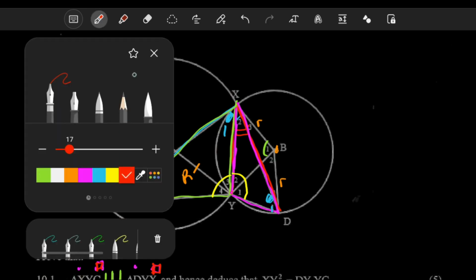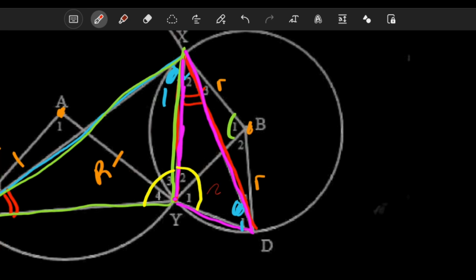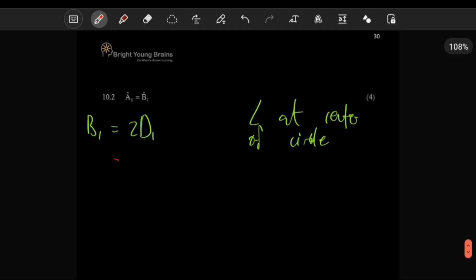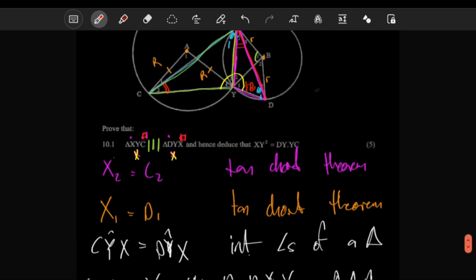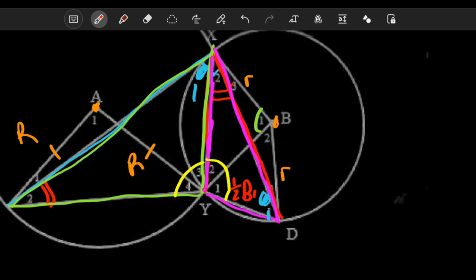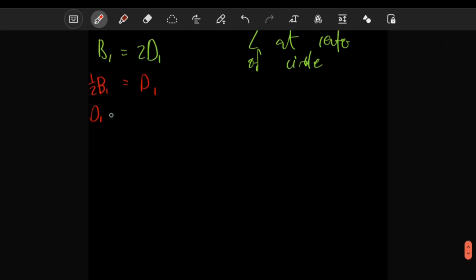You know, it's like tracing it. So now we know that this is equal to double that one. So this angle here is just 2 times whatever this is, half is just half of B1. You see, D1 is just half of B1 because here you can just divide by 2 on both sides. So you know that D1 is half of B1. Now we can say that we know that D1 is equal to X1. That was proven. So let's write it out. D1 is equal to X1.